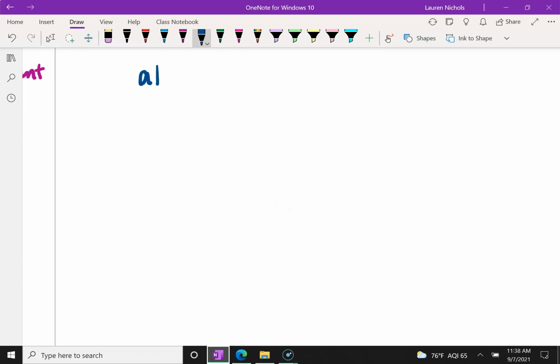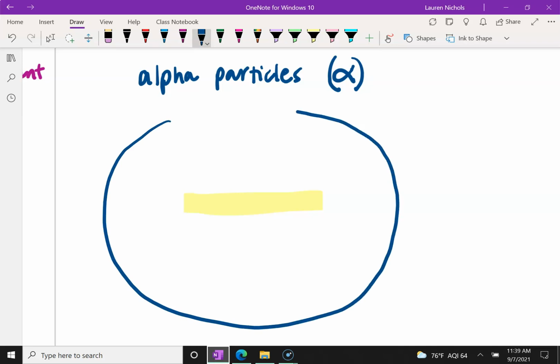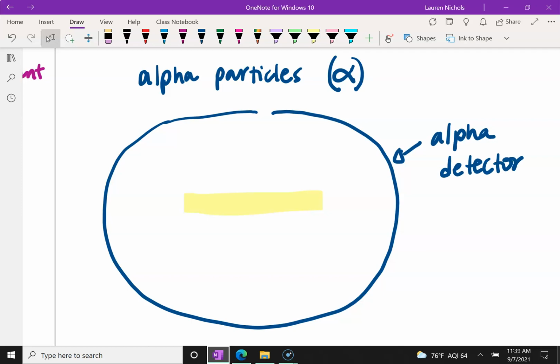There are these things called alpha particles, and we're going to symbolize the alpha particles as this. It's the Greek letter alpha. Alpha particles are like radiation, so like alpha, beta, gamma radiation. What he did was he had a piece of gold foil. So think of aluminum foil, but made of gold. And he put it in the center of this ring, and this ring was an alpha detector because alpha radiation is invisible. You can't see it.